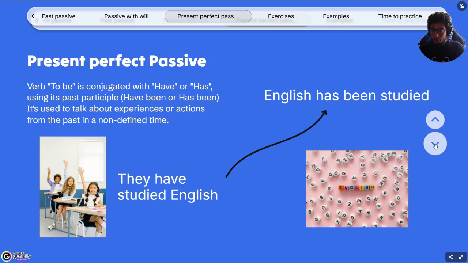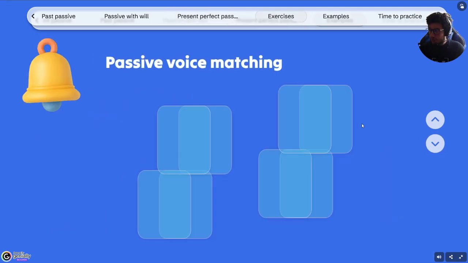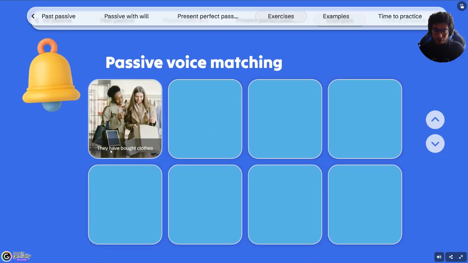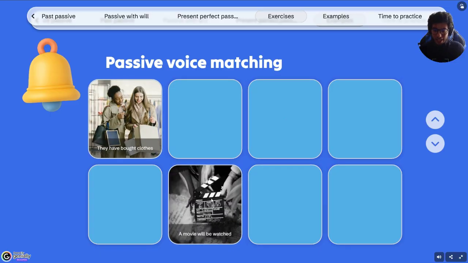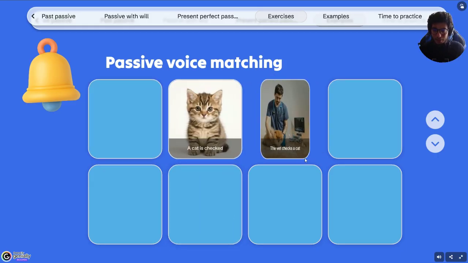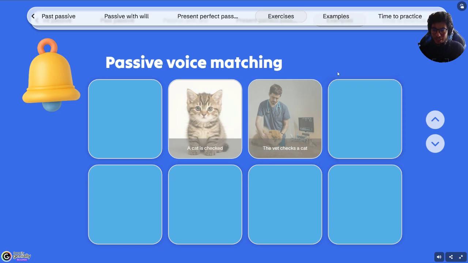Okay, guys, so now it's time to take a look at some exercises. Remember, these exercises are gonna be available for you in the link that I'm sending attached to the video. So guys, here we have a matchmaking. So we have to match the passive voice with the active voice. In this case, I was incorrect. So here we have, and here we have another. That's correct. Okay, guys. So I'm gonna leave it for you to keep practicing and doing it.